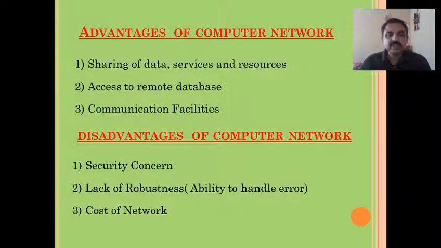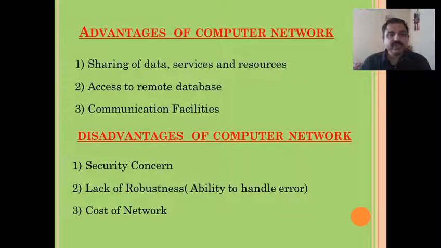So, advantages and disadvantages of computer network. As we saw, the advantages are sharing of data, services and resources, access to remote database. We can access a remote database through the computer network, and communication between the systems. These are the main advantages. Similarly, disadvantages: security concern, lack of robustness, and cost of network.